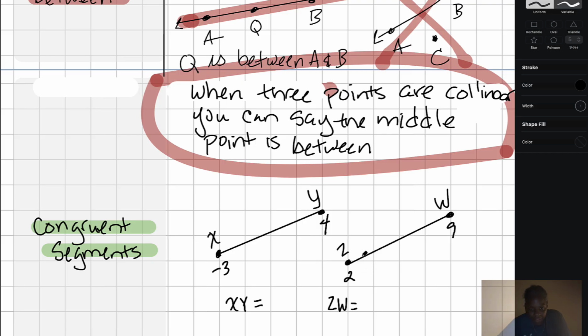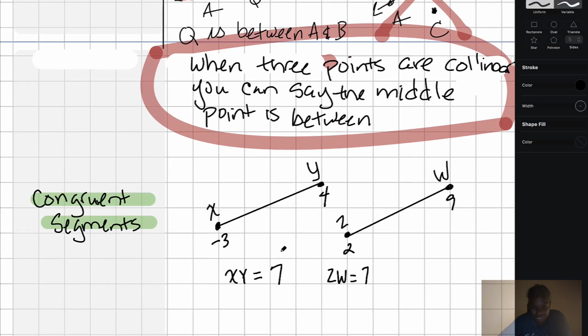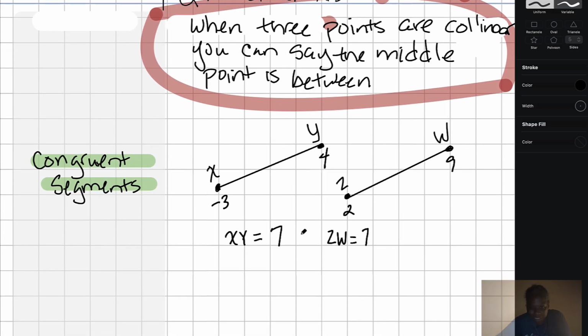So what's the length? I'm hoping you took the difference between these two numbers. 4 minus -3 is 7, and then 9 minus 2 is 7 as well. We take the absolute value of the difference, and we realize that we've got both of these segments being length 7. If these segments have the same length, then you know that they are congruent.